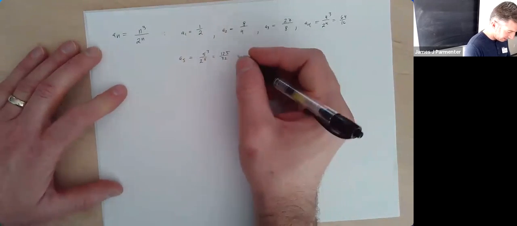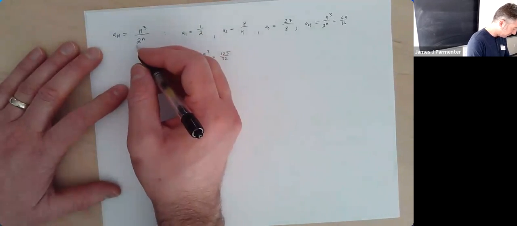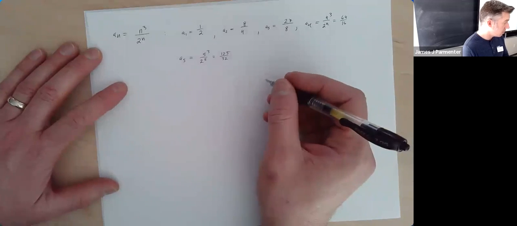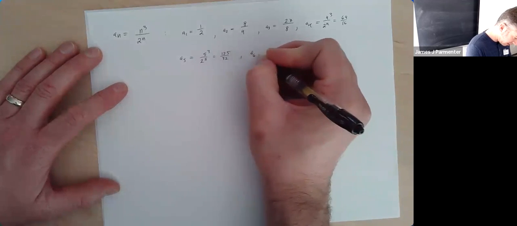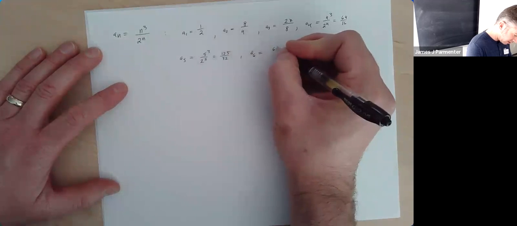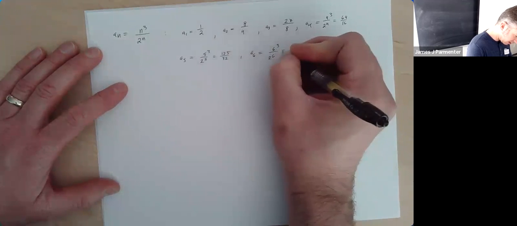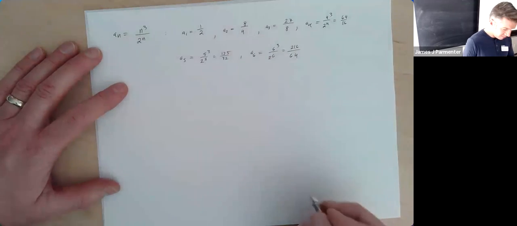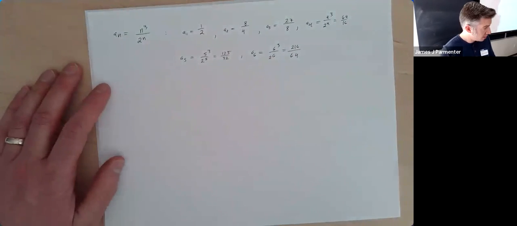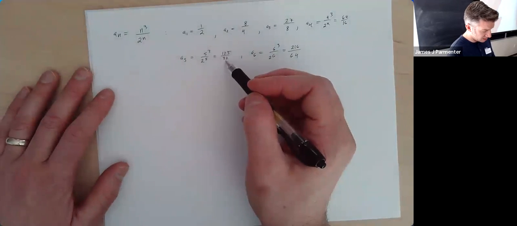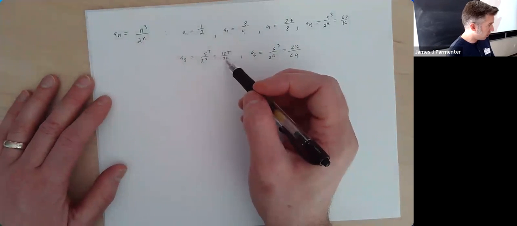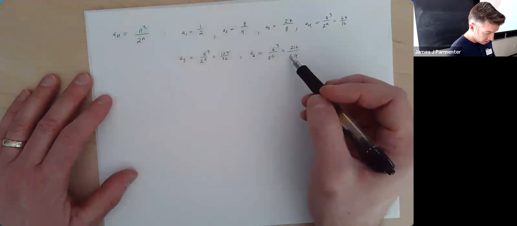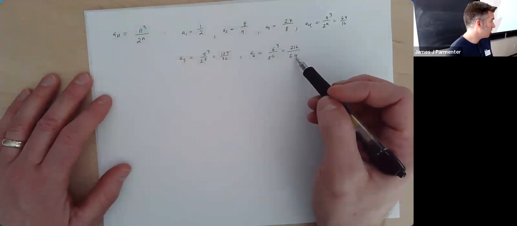So I should have picked a bigger denominator as the problem. This will eventually start getting smaller. So we look at a sub 6. That's going to be 6 to the 3rd over 2 to the 6th, which is 6 to the 3rd is 216. 2 to the 6th is 64. And that actually is smaller, right? 125 over 32 is a little bit smaller than 4. 216 over 64 is definitely way smaller than 4.